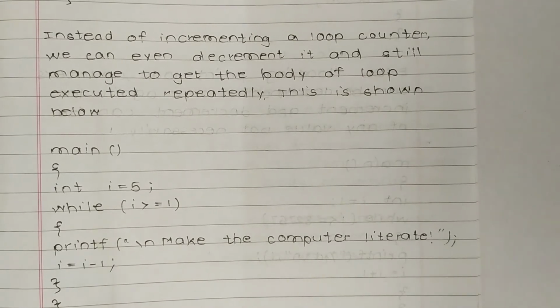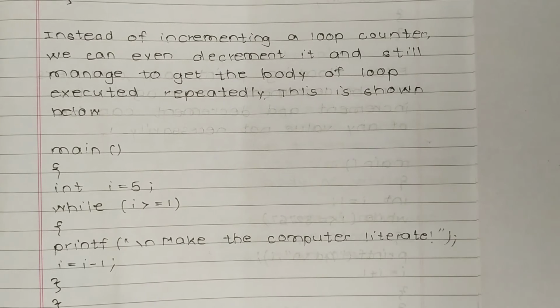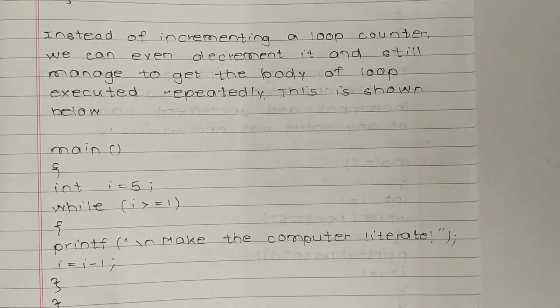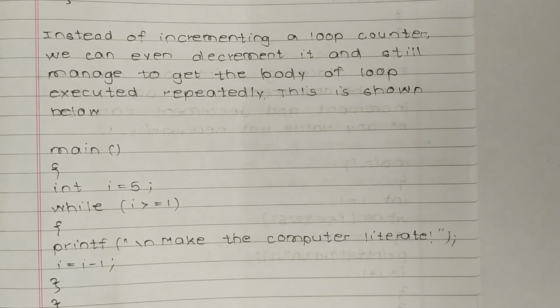Instead of incrementing a loop counter, we can even decrement it and still manage to get the body of the loop executed repeatedly, as shown below. So in this example we incremented, that is i + 1, so i will be written from 1 to 10, and we can decrement also. So this is a program for decrementing.